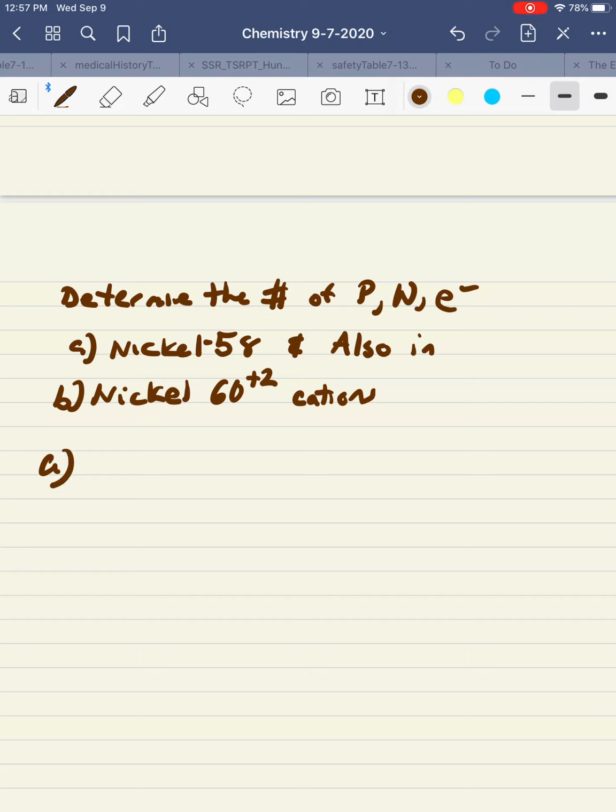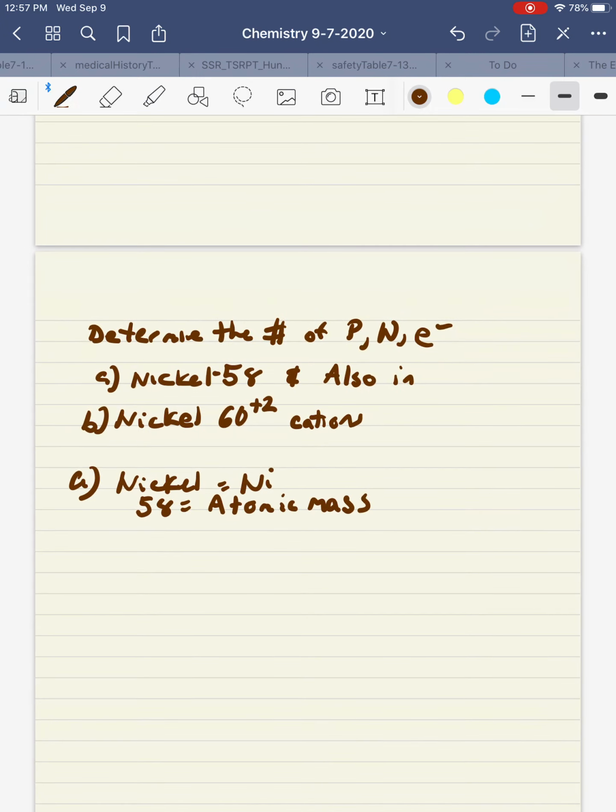Quick thing before you pause the video is that you will be given a periodic table, right? Nickel on the periodic table is abbreviated as Ni, and 58 means the atomic mass, right? So pause the video, take a stab at this, and we'll continue.